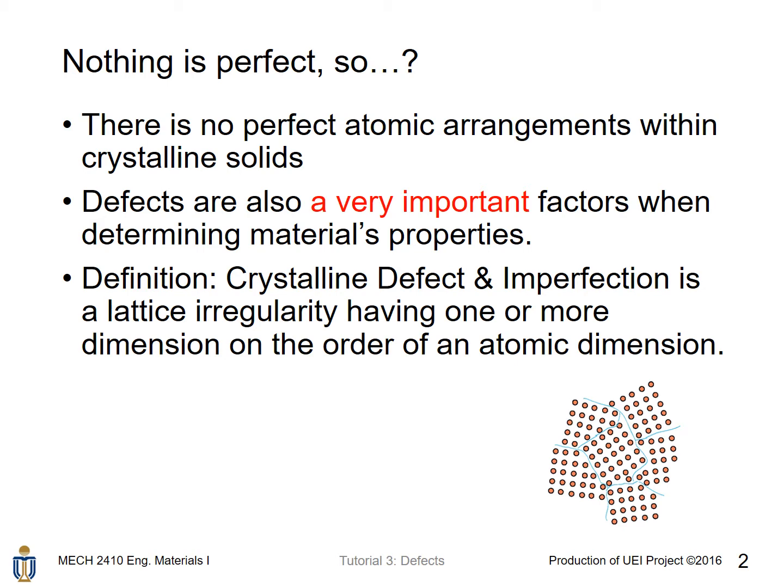Defects, which represent the imperfection of these atomic arrangements, are also very important factors when we determine our materials properties. The definition is: a crystalline defect or imperfection is a lattice irregularity having one or more dimensions on the order of an atomic dimension.